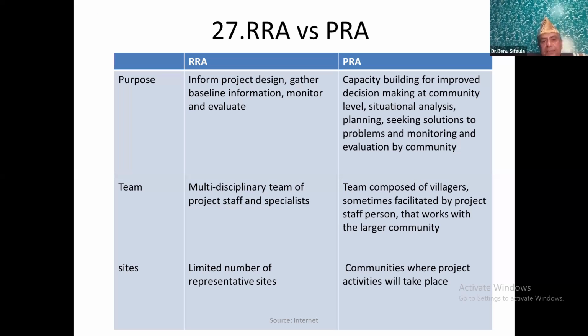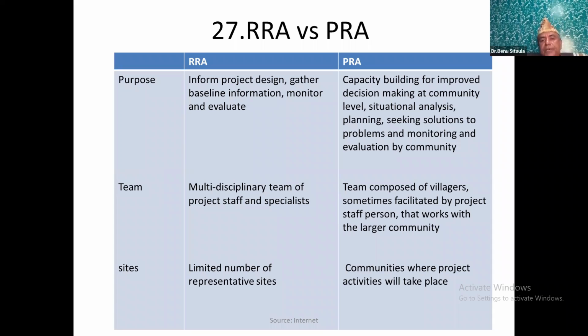Now, these are the differences between PRA and RRA. The differences are categorized into different forms. For example, if we talk about the purpose, the purpose of the RRA is to inform project designers, gather baseline information, and monitor and evaluate. But the purpose of the PRA is capacity building, improving decision making at a community level, situation analysis, planning, seeking solutions to problems, and monitoring and evaluation by the community.